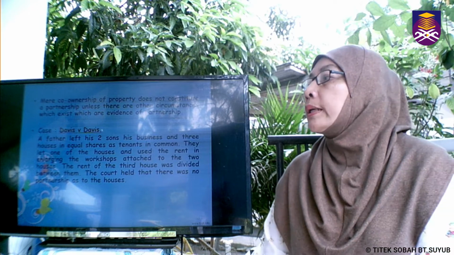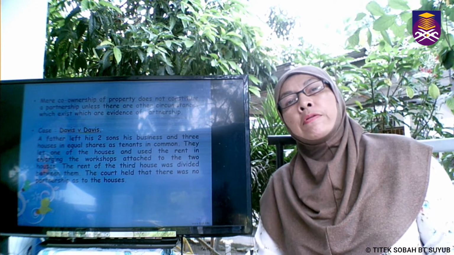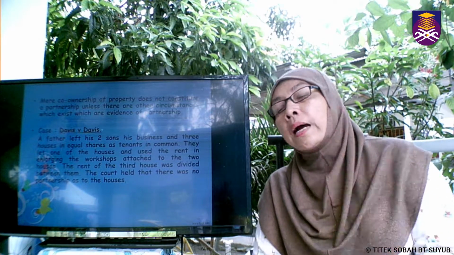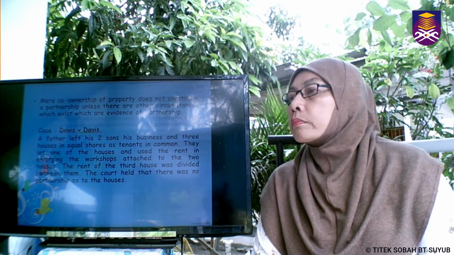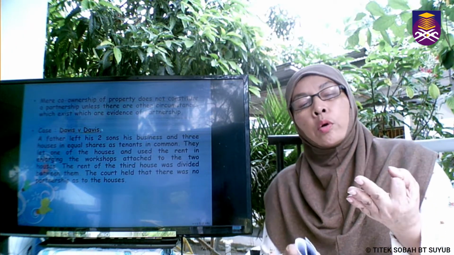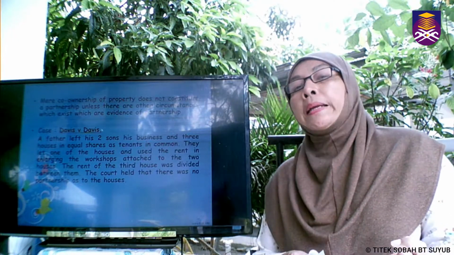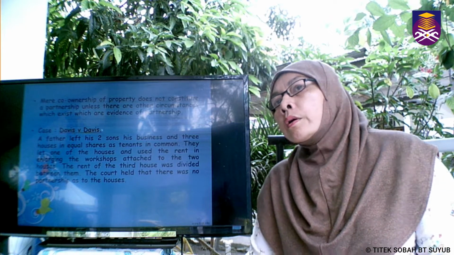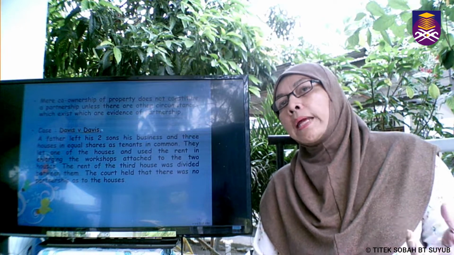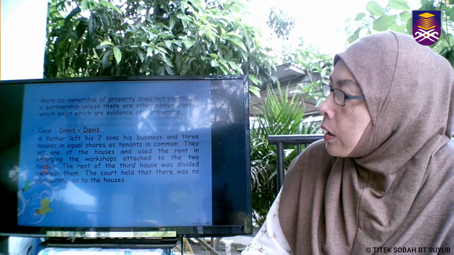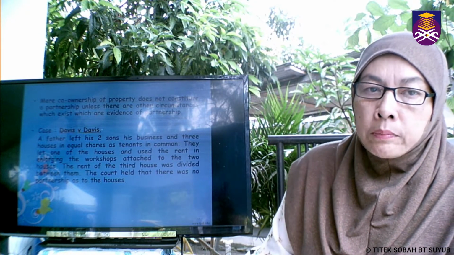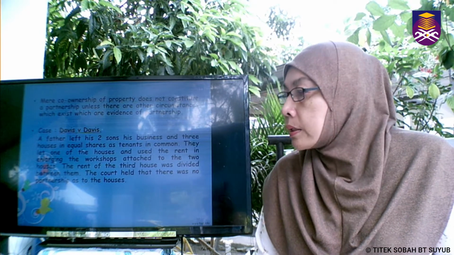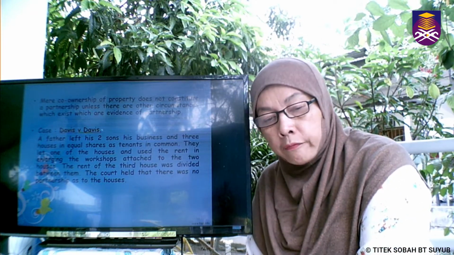So let us have a look at the case of Davis versus Davis. In Davis versus Davis, 3 properties were inherited by 2 sons from their late father. So what happens? They have 3 properties. Each of them occupies one of the properties, whereas the 3rd property they rent out. From the proceeds of the rent, they made use of it to enlarge their workshop. They have a workshop business. And the court held actually the 3rd property is not a partnership property. It's just that they inherited it from their late father.